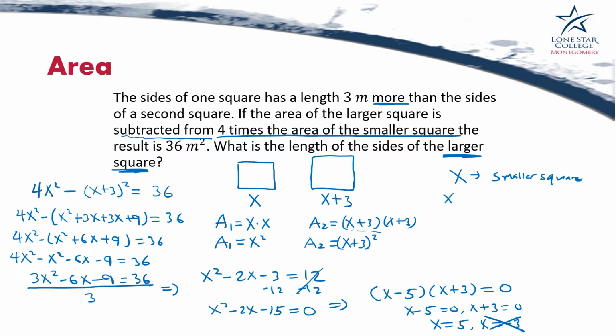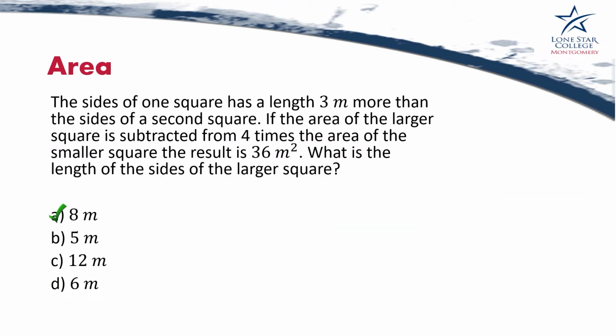That means that x plus 3 would be the larger. And we're talking about the side, the larger side. So that means that to find the larger side, that would have to be x plus 3, which is 5 plus 3, which gives us 8. So the length of the side of the larger square would be 8 meters, which is answer choice A.